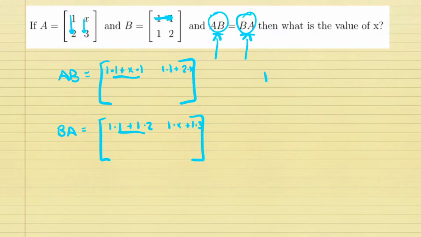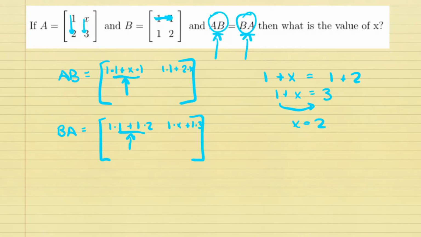So 1 times 1 is 1 plus x is equal to the 1 plus 2 in the next matrix. So I'm just setting this entry and this entry equal to each other and just doing the math as I go. So this is 1 plus x, and this is a 3, and so if I subtract this over, my x should be a 2. And that should make both of these matrices match in the long run.